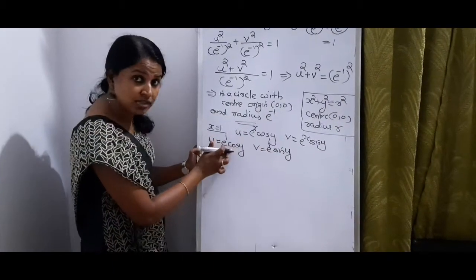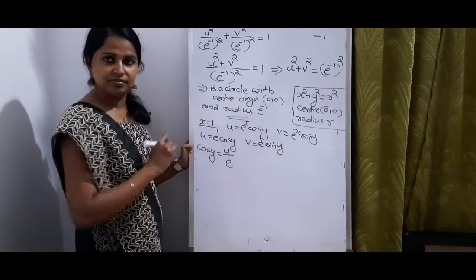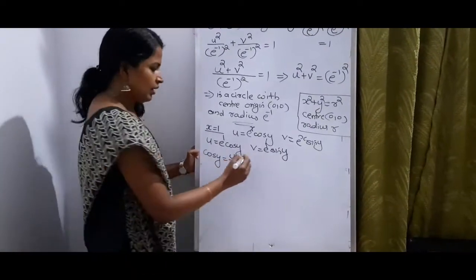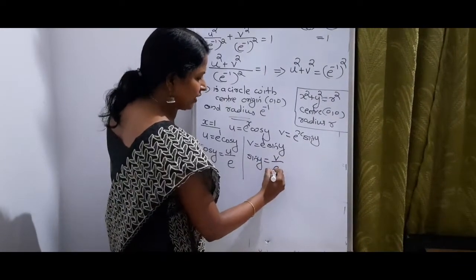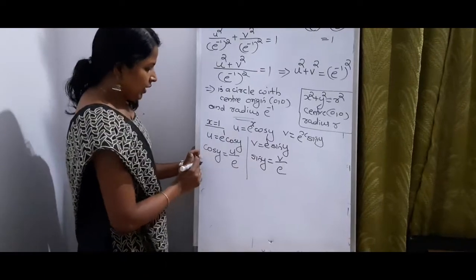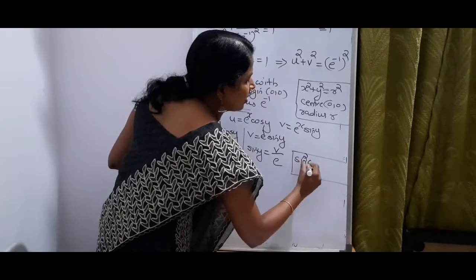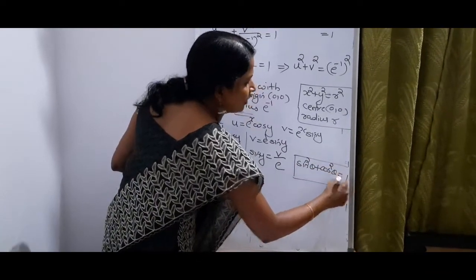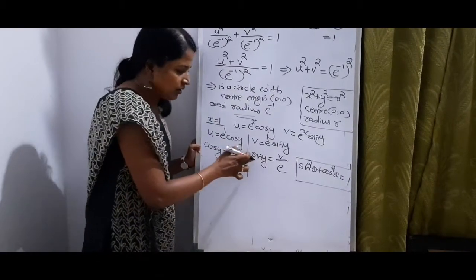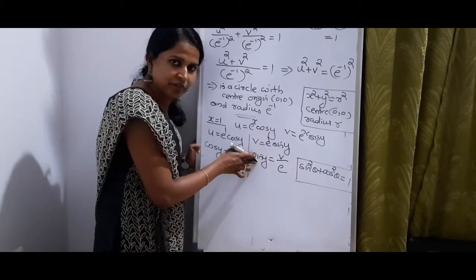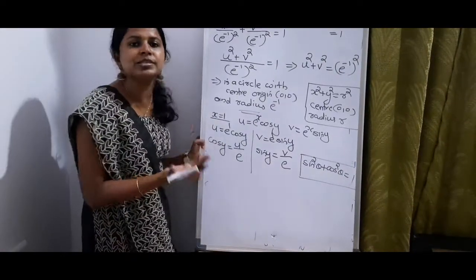Here cos y equal to u by e. e raised to 1 means e. sin y equal to v by e raised to 1. e raised to 1 is e. Then again our identity, sin square theta plus cos square theta equal to 1. Squaring this equation we get cos square y, squaring this equation we get sin square y. Adding these two we get sin square y plus cos square y.